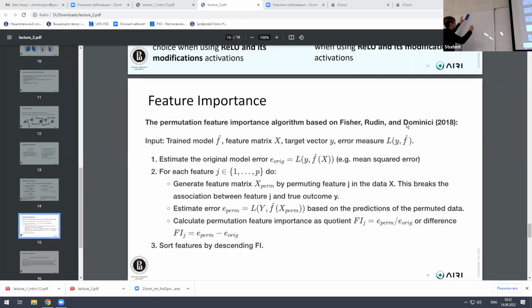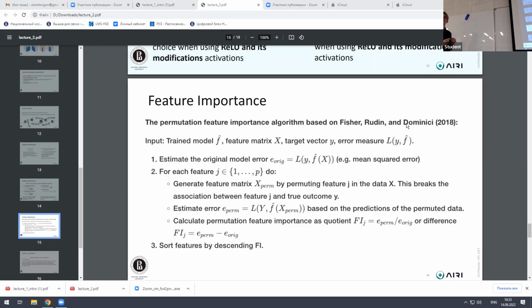Yeah, exactly. Let us have this feature matrix, and let us have feature J. It had some values like 0, 2, -1, 0, 5. Let it be this way. After permuting, we'll have absolutely the same matrix except for this feature. It will be something like -1, 0, 5, 0, 2. So we simply permute it.